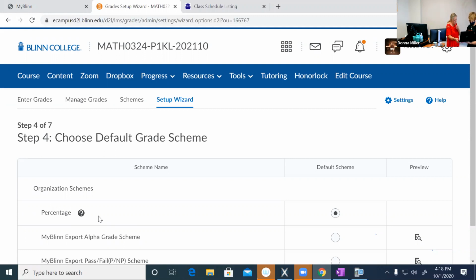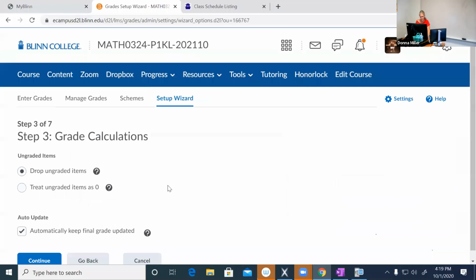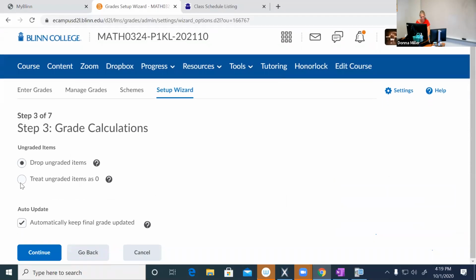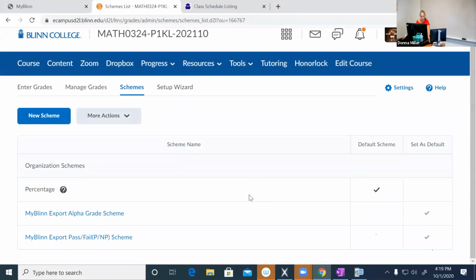What the heck? Oh, maybe because the final exam's not on there. It's a percentage, so it can't calculate without the final. Yeah, that's why. That's why they do points. All right, let me try something. Where's the schemes? We're going to go to a point scheme and see if it'll release it.